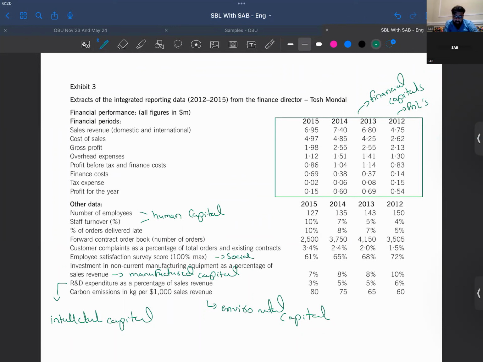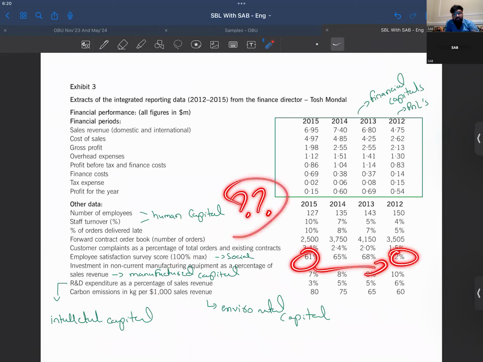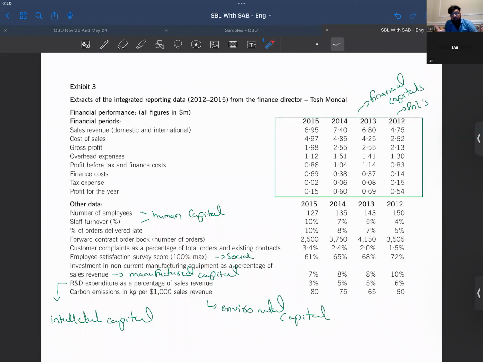And I have to identify the trends here. The satisfaction of employees was 72%, but now 61%. Why? Because of the misconduct by Java and all that, right? Or Java has been too powerful. That's why employees might not be that motivated, right?